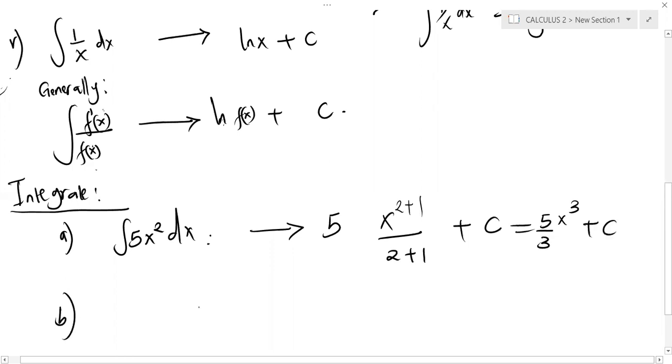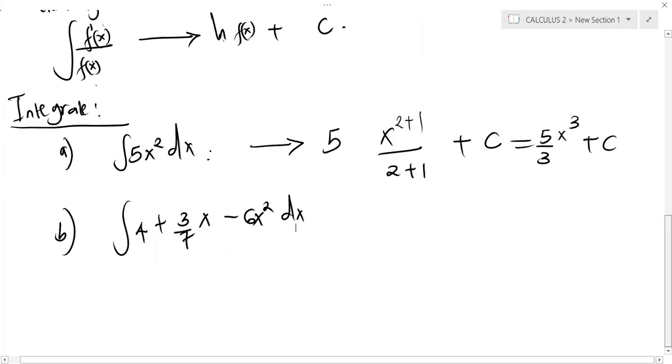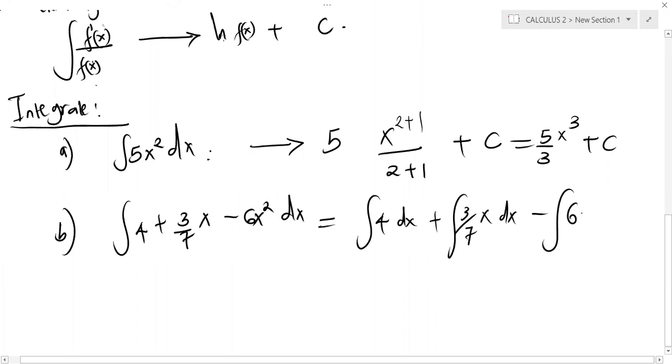B, let's say we have the integral of 4 plus 3 over 7x minus 6x squared dx. How do we go about integrating that function? Now, one thing you need to know is that the integral sign is linear, so we can distribute it over addition and subtraction. So I can write this as the integral of 4 dx plus the integral of 3 over 7x dx minus the integral of 6x squared dx. Then integrate each one of them. The integral of 4 is the same as 4x raised to power 0.